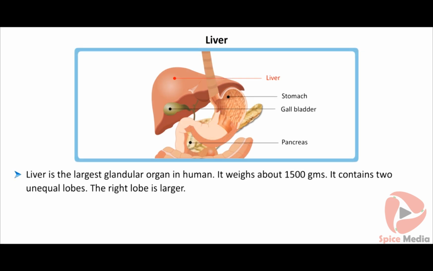The result is a creamy substance called chyme, which the stomach releases into the small intestine at regular intervals.